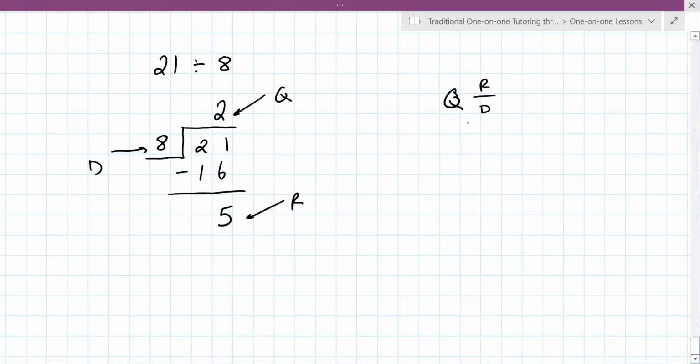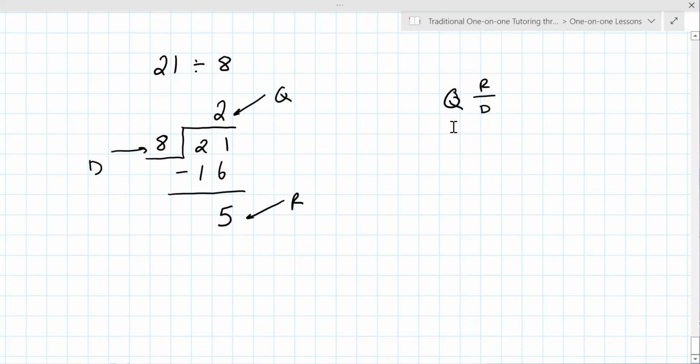So how would you write this over here? What number comes first? The quotient. What is the quotient in our problem? 8? 8 divided by 21. No, you gotta get right the remainder. What's the remainder? 5. Over 21. Good.